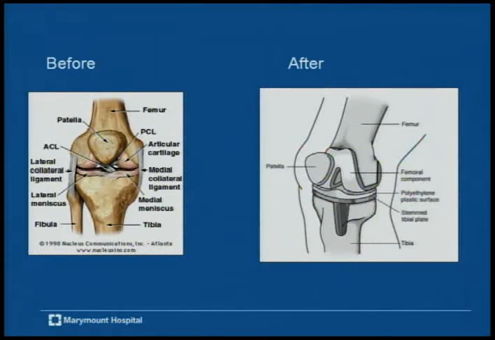What happens in the surgery is the surgeon goes in and will cut away the bottom of the femur and replace that with a titanium femoral component. The surgeon will also cut away the top of the tibia bone and replace that with another titanium component. During the procedure, the meniscus is also removed and replaced with a polyethylene plastic surface. Usually, the back of the patella is also scraped away and replaced with another plastic surface.